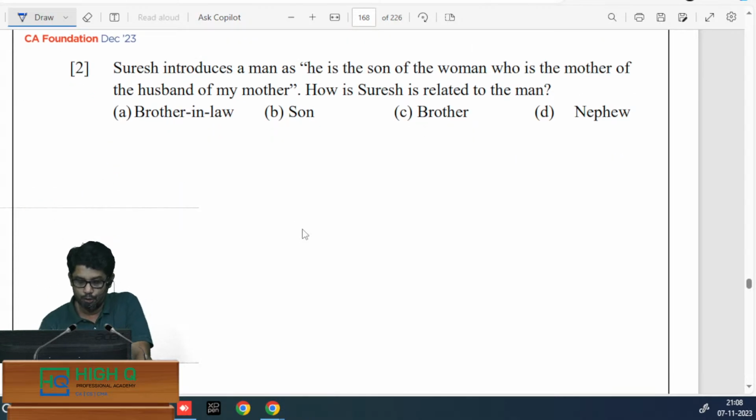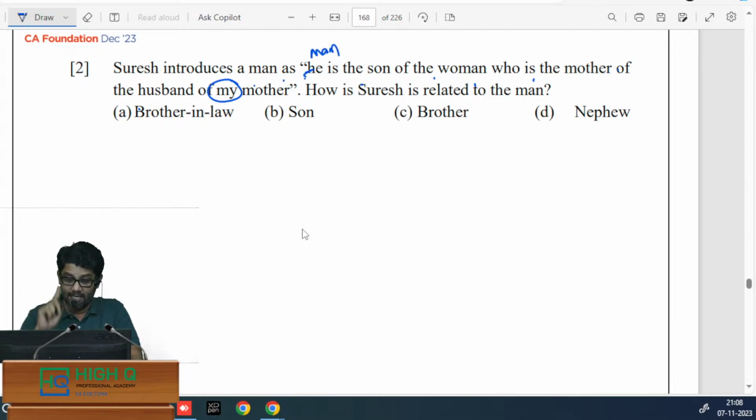Next. Suresh introduces a man as he is the son of the woman who is the mother of the husband of my mother. Correct? Now can you try this? This man is the, here he is himself what? Man. That man is the son of the woman who is the mother of the husband of my mother. Please start. Answer? B is right answer.